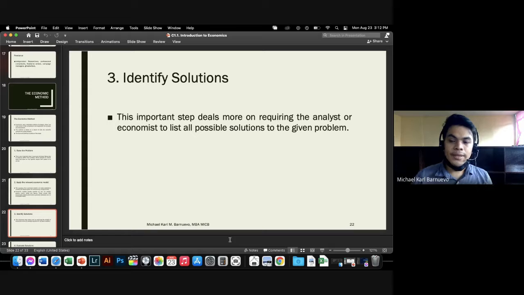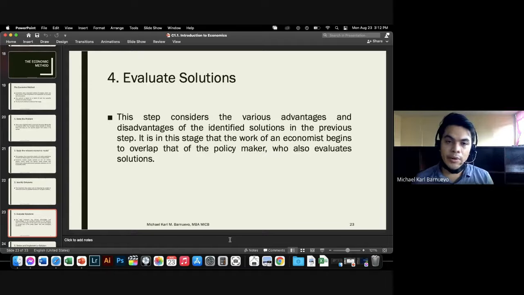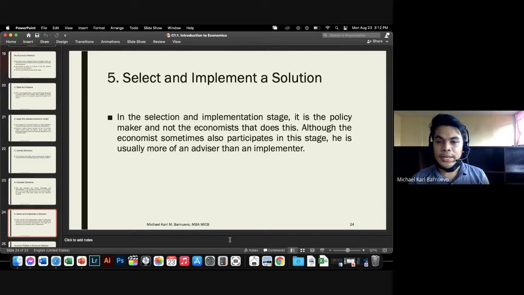After identifying multiple solutions, we now evaluate the solutions, selecting or assessing which is the best solution to solve the problem. And after that, we now select and implement the solution. As I've discussed last meeting, selection is one thing, while implementation is another. So even if we have identified the best solution to an economic problem, improper implementation will not solve the problem. Okay, let's continue our discussion from here.